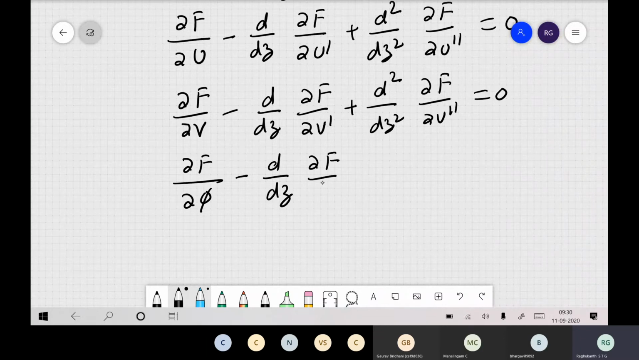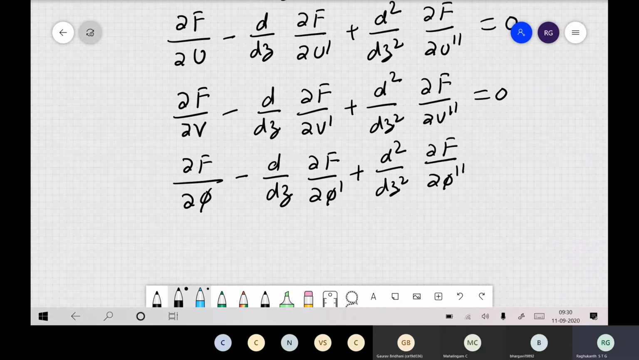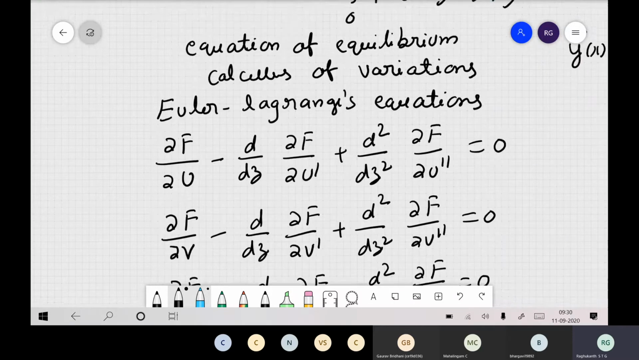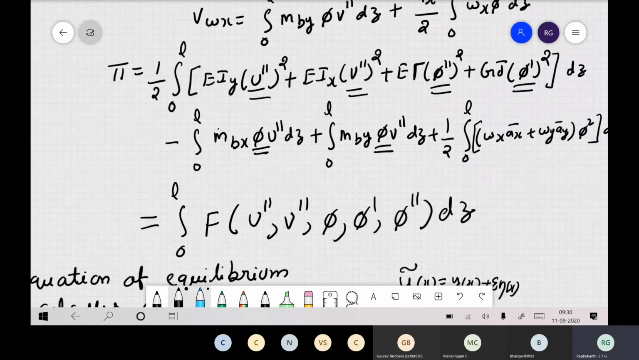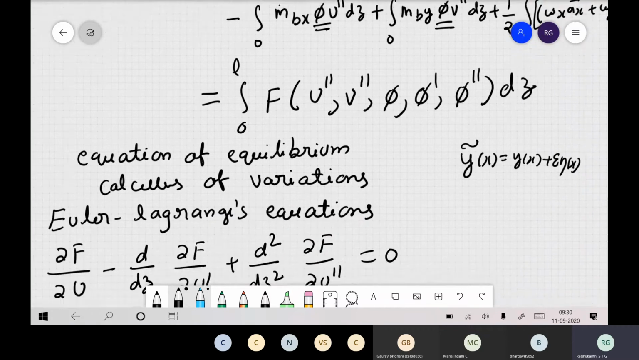So dou f by dou phi, minus d by dz of dou f by dou phi dash, plus d square by dz square of dou f by dou phi double dash, is equal to 0. Now your f is this complicated function. So all EIy, EIx, E warping, then GJ, Mbx, Mby, all those terms are there. So now you just substitute. It's a very straightforward derivative itself.